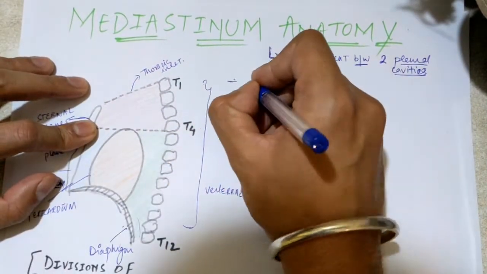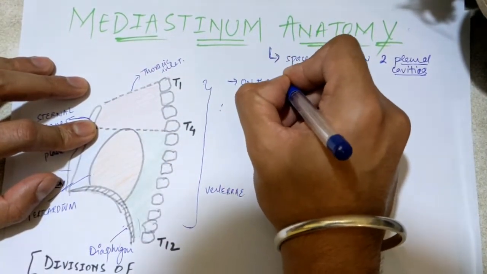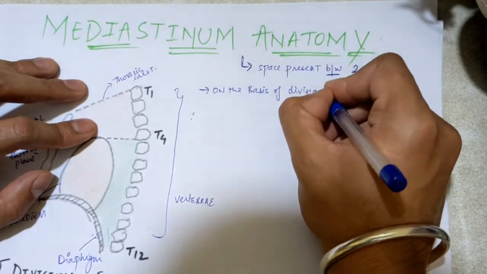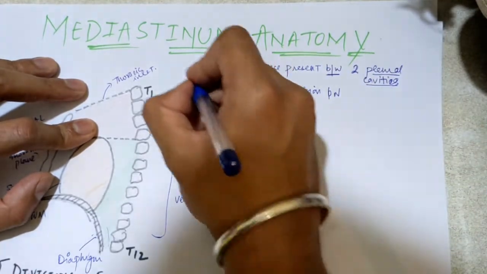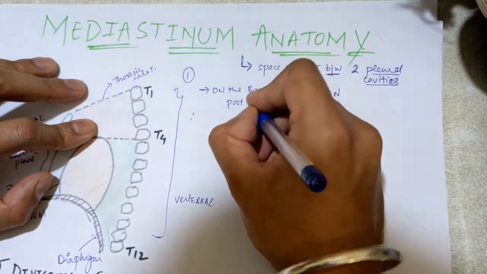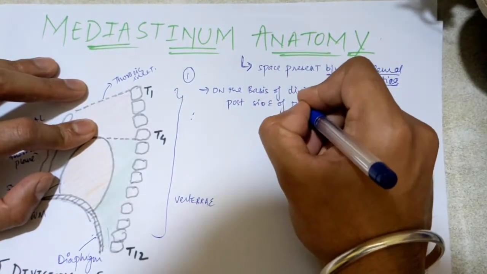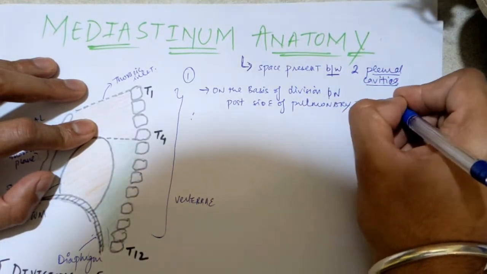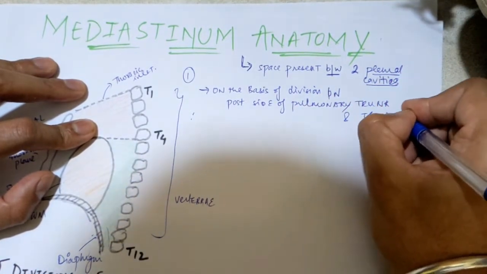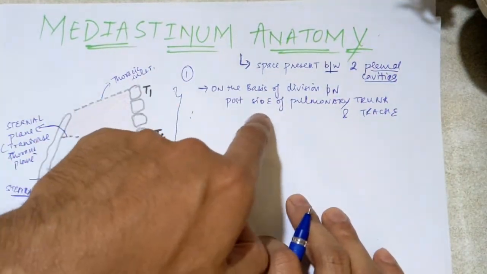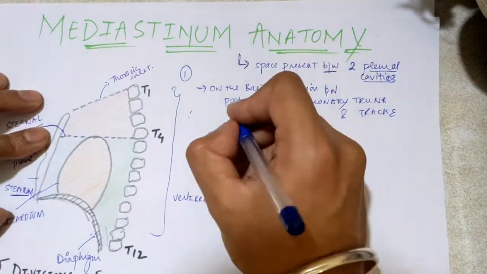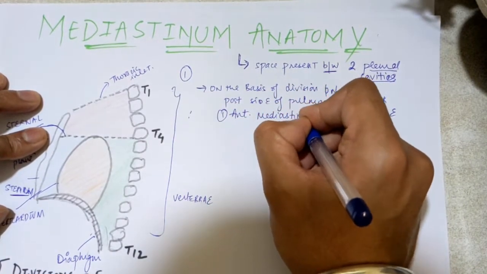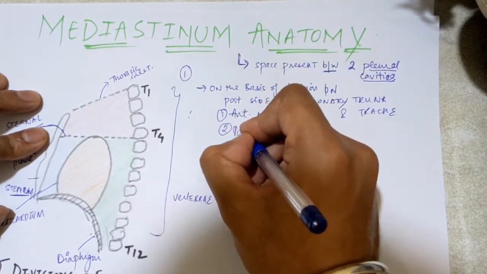So in the first classification, on the basis of the posterior side of the pulmonary trunk and trachea, this mediastinum will be divided into two parts. First will be your anterior mediastinum, and second will be your posterior mediastinum.